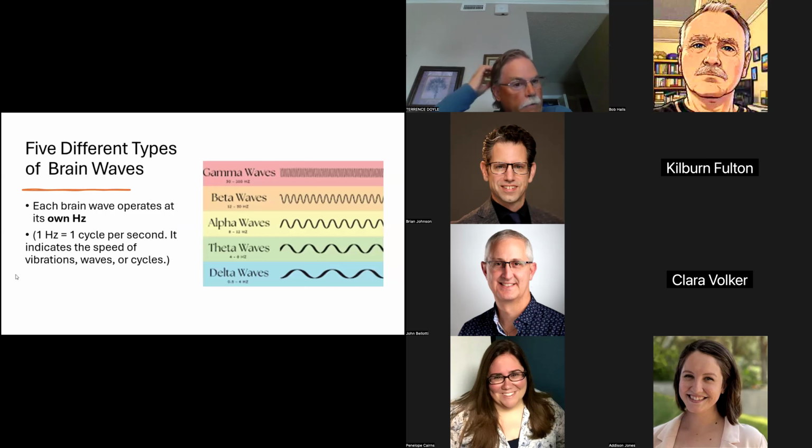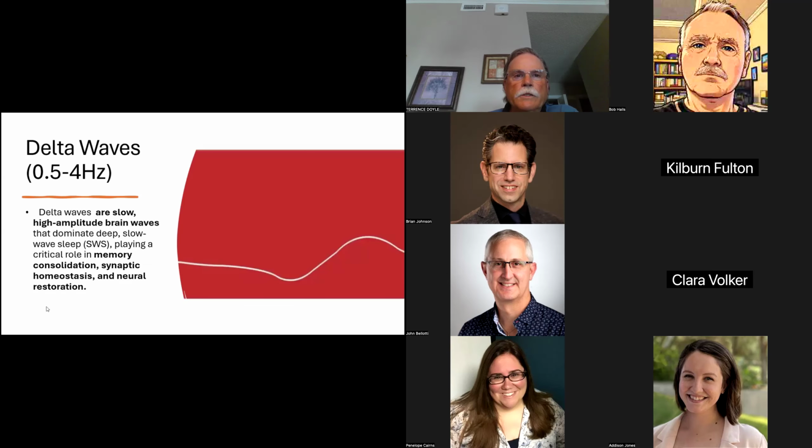So each brain wave operates at its own speed or vibration. This ranges from delta waves that are at only about 0.5 cycles per second, all the way up to gamma waves that can operate at 100 cycles per second or vibrations per second. So let's start with delta waves. These are the slowest of the brain waves.